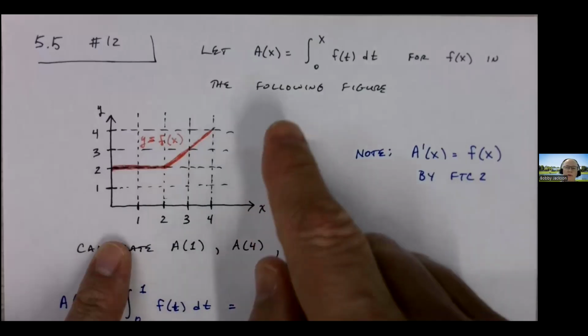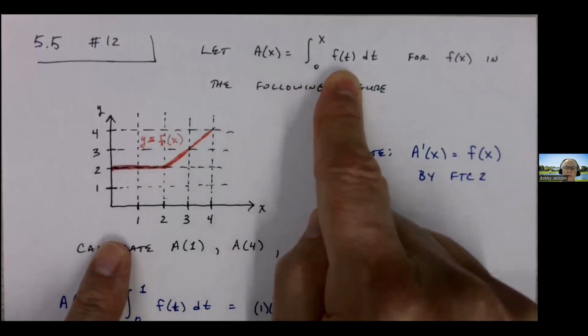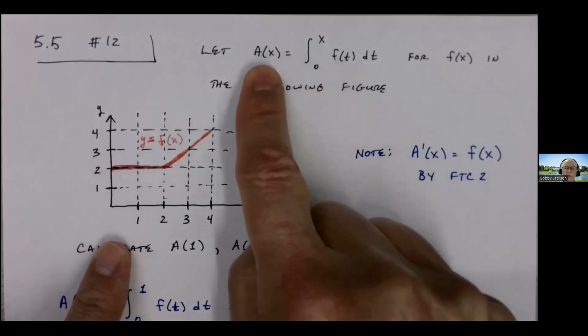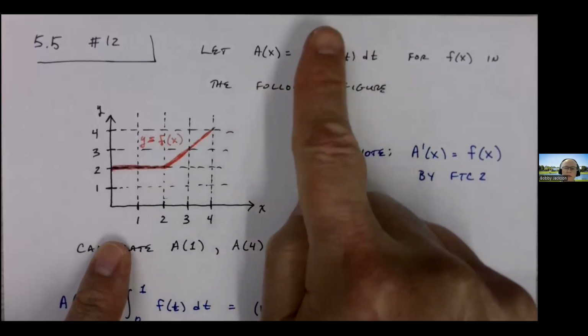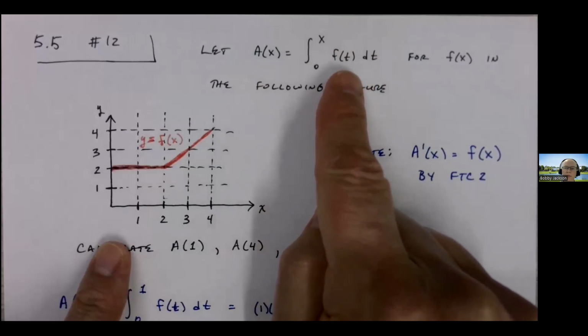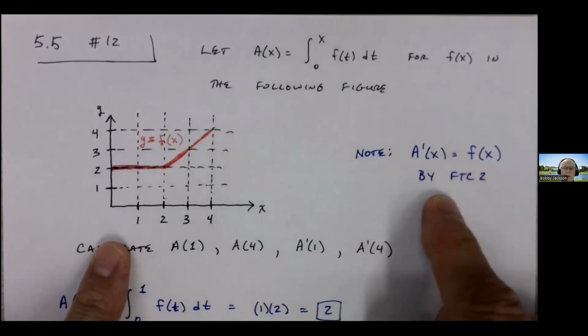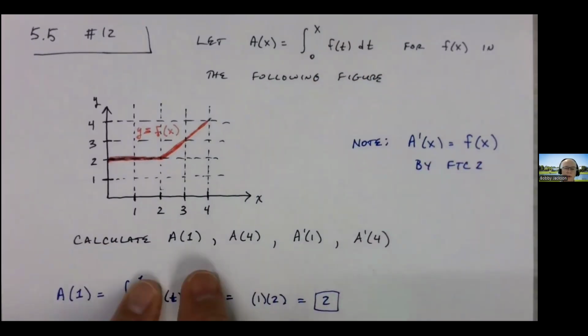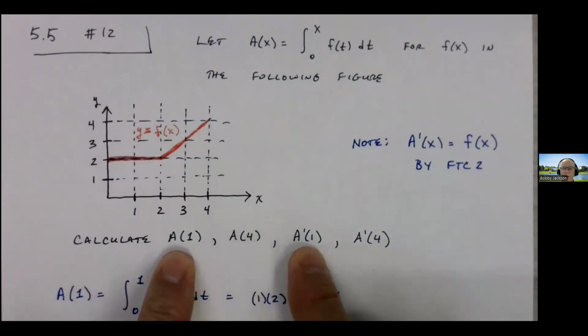So I want you to note, first of all, because we've defined A of x to be this definite integral, that if I find the derivative of capital A, it would be the derivative with respect to x of this definite integral, which by the Fundamental Theorem of Calculus Part 2 is just little f of x. So that's real important, especially since we want to calculate not just A of 1 and A of 4, but A prime of 1 and A prime of 4, the derivative of the capital A function.